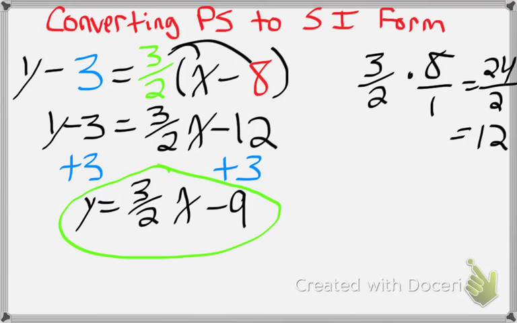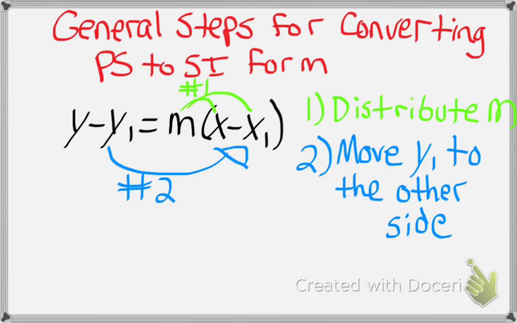Just deal with the math, deal with the fractions if you have them, deal with the negatives if you have them. But these are your general steps for converting any point-slope form equation into slope-intercept form. In other words, get y all by itself.